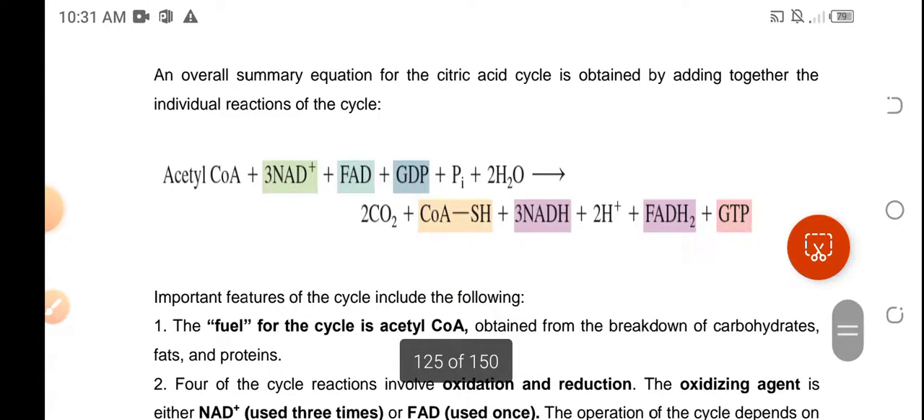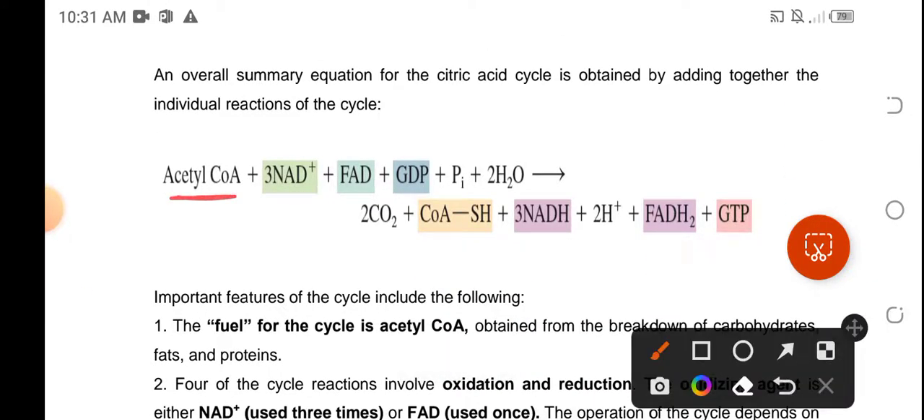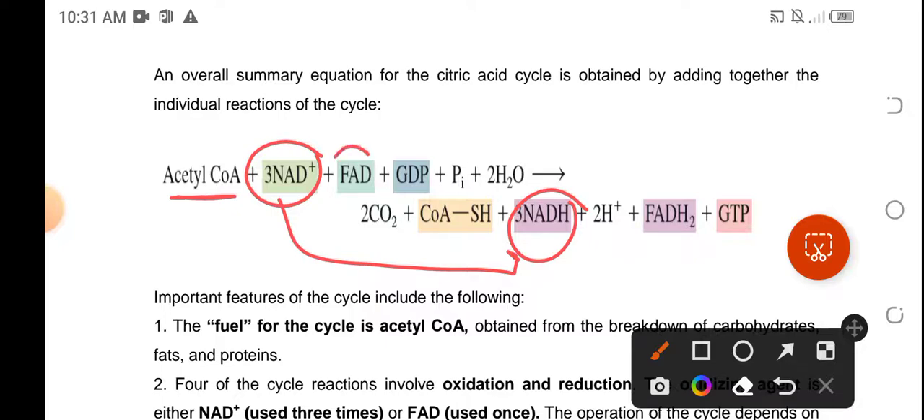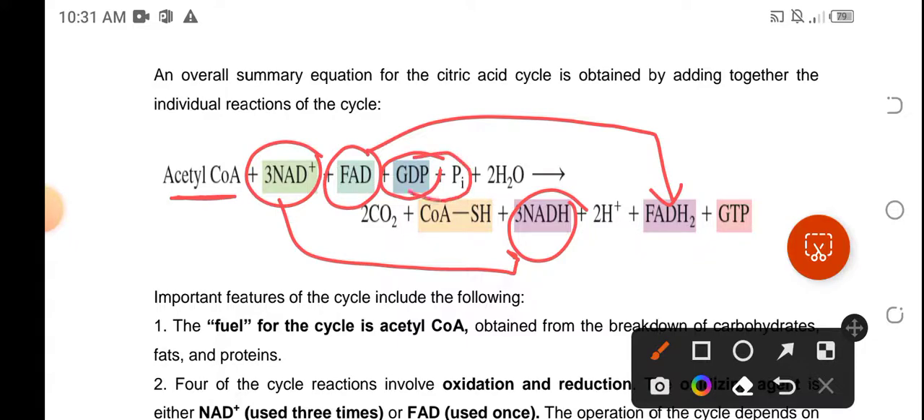Now, for the overall reactions, kanina sabi natin, pumasok yung isang molecule ng acetyl-CoA, gumamit siya ng 3 NAD+, okay? Na-reduce form yan sa 3 NADH, okay? So, that's the 3 oxidation reaction. And then, the 4th oxidation reaction uses FAD, and then na-reduce siya sa FADH. Okay? Then, during the phosphorylation, we have the GDP, and with the use of inorganic phosphate, kaya nakaproduce tayo ng GTP. Of course, we use 2 molecules of water. Na-cancel out na yung isa.